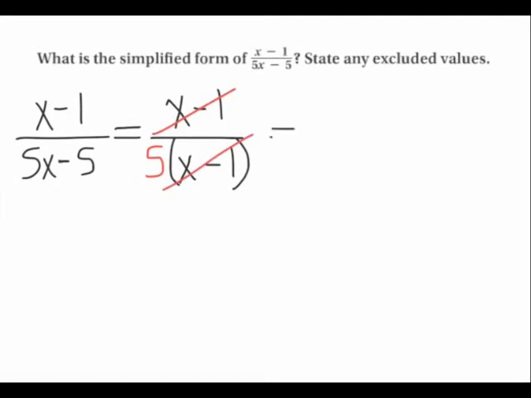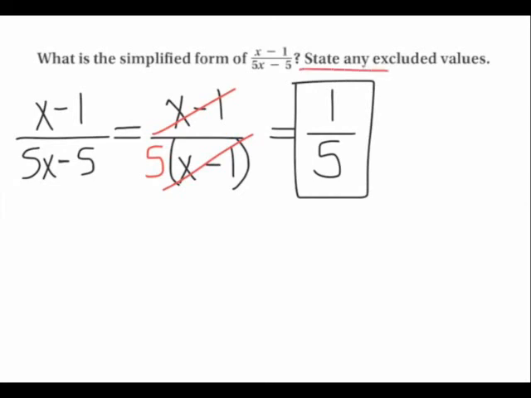Now let's think about what is left over after we cancel out x minus 1 from the top and bottom. Well, there doesn't appear to be anything left over on the top of the fraction. That really means that there's a 1 left over, and we are dividing by, well, there's a 5 left over. So this was a pretty straightforward problem. The simplified form of this expression here is 1 over 5. But we're not quite done yet. Look at what the rest of the problem asks us to do. State any excluded values.